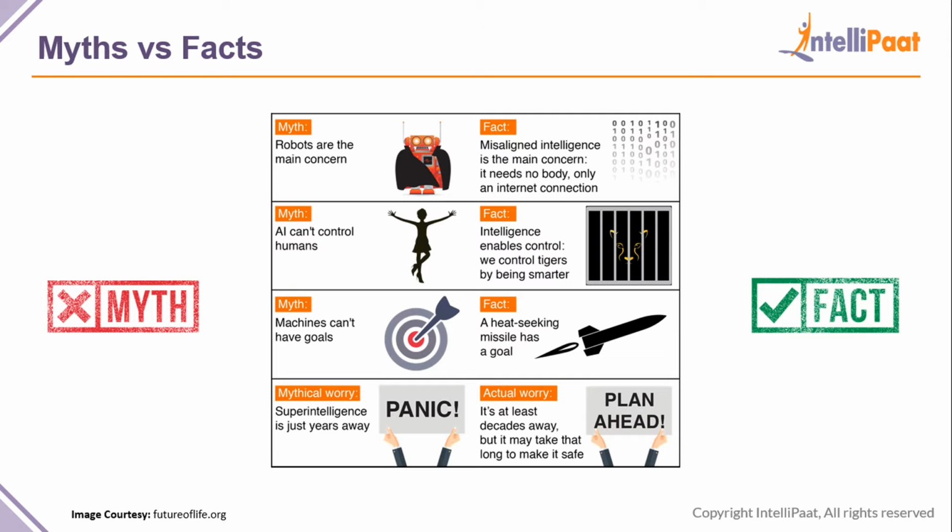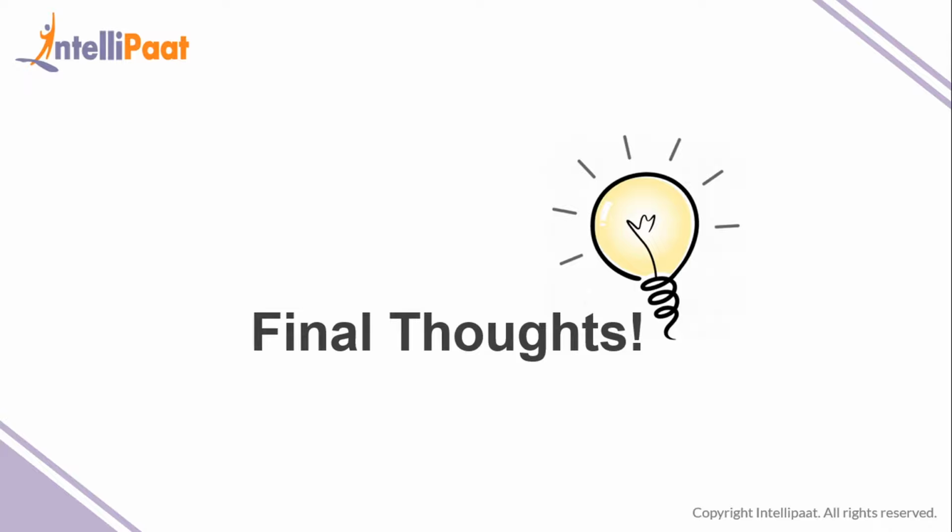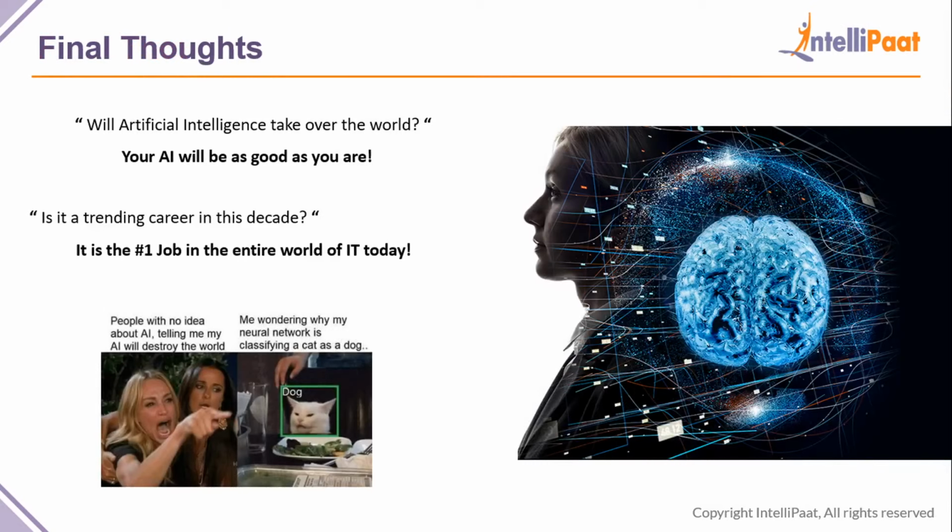So when you think about it, super intelligence is just years away. So let's panic. Well, not really, guys. It is minimum 2 or 3 decades ahead, but it can take a really long time as well. So let's make sure we don't spread myths when we talk about artificial intelligence. Sure, they are fun to discuss, but at the end of the day, when we have to talk about real thoughts, well, here are my final thoughts, guys.